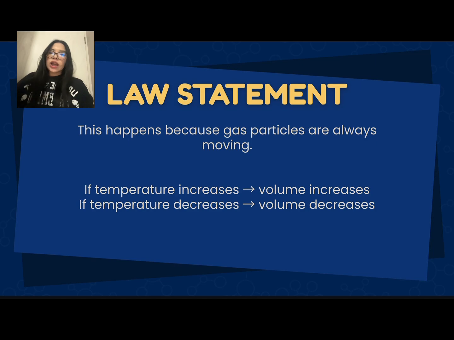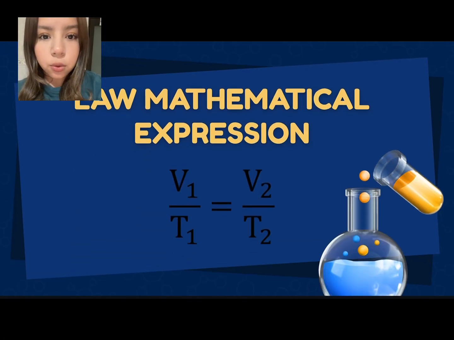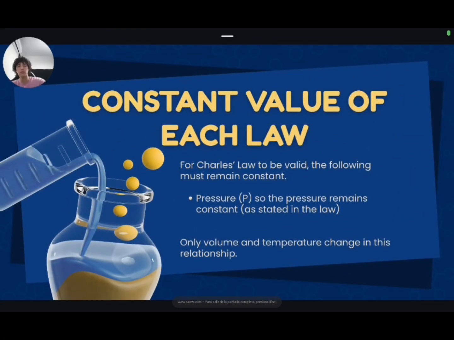This happens because gas particles are always moving. If temperature increases, volume increases. If temperature decreases, volume decreases. This law has its own formula, which is volume 1 over temperature 1 equals volume 2 over temperature 2. For this law we have one constant, which is the pressure. Because it is constant, it will not change, and we have the temperature and the volume.